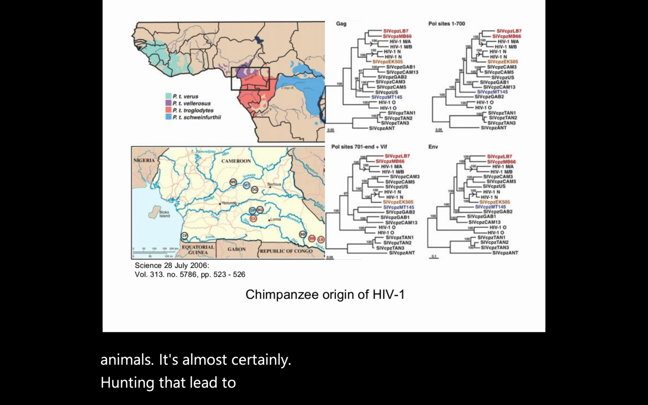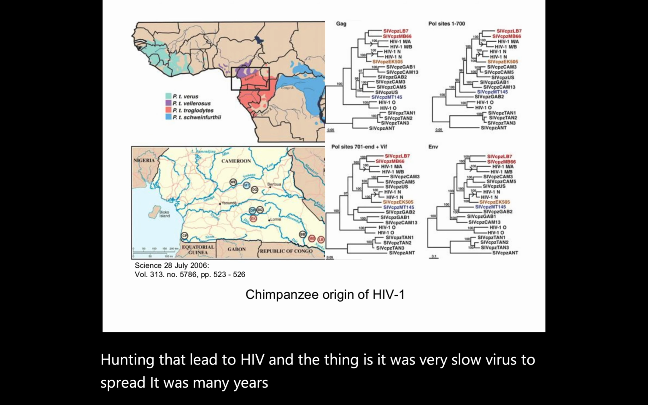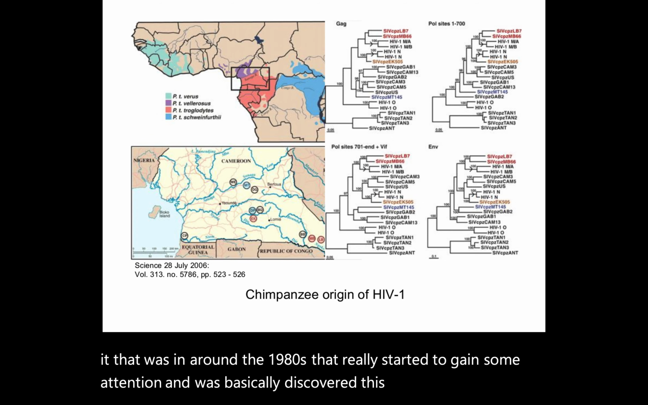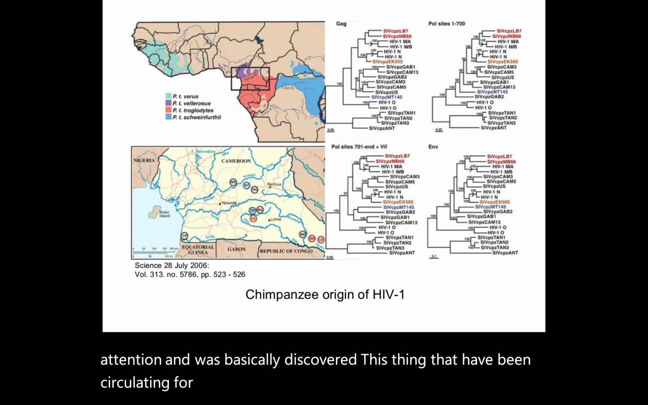And the thing is, it was a very slow virus to spread. It was many years before people actually started to notice it. That was in around the 1980s that it really started to gain some attention. It was basically discovered, this thing that had been circulating for possibly something like 80 years at that point.